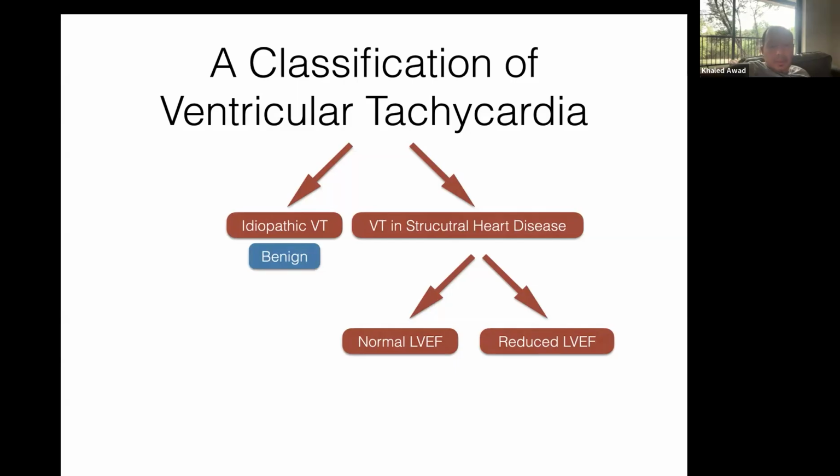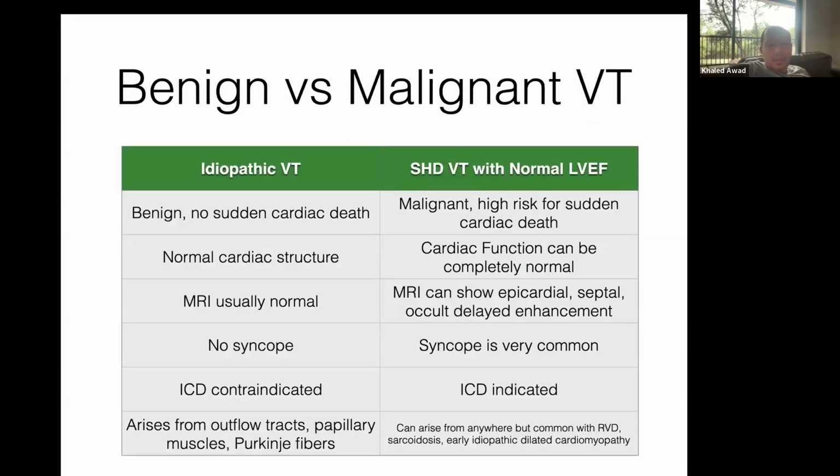Well, usually, prognosis-wise, idiopathic VT is benign. It doesn't cause sudden cardiac death. And that's why these patients do not need defibrillators. Whereas structural heart disease VT is malignant, and those patients need defibrillators for protection. Well, how do you make that distinction, especially if you have someone with a normal ejection fraction? There are a lot of things we look at to tell the difference between idiopathic and malignant VT. Idiopathic VT doesn't cause sudden cardiac death, like we said, whereas structural heart disease associated VT causes sudden cardiac death.